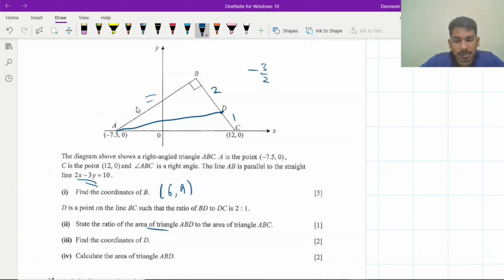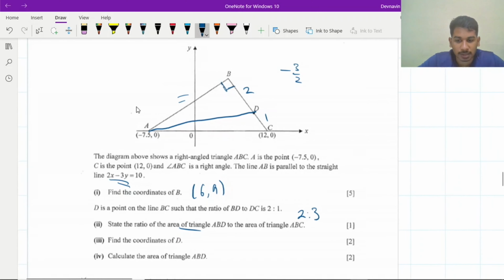You see, they're not similar triangles. They're rather like triangles that have the same height. They have the same height, so their area is also going to be 2:3. Yeah, so it's going to be just 2:3.